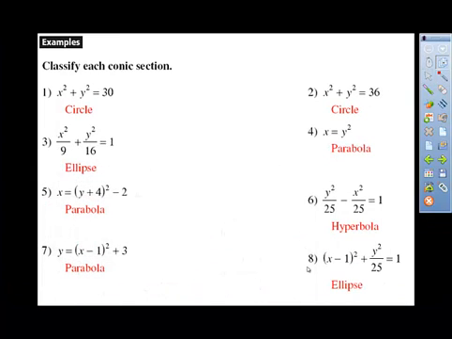Does that make sense? You guys think you could tell the difference of these things? Great. Let's move on.